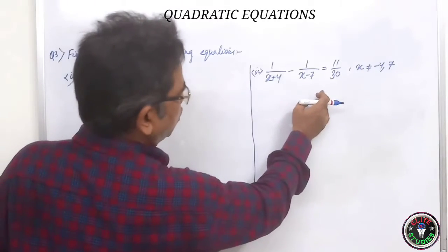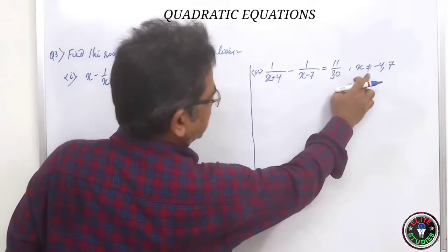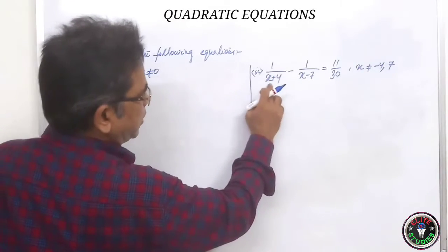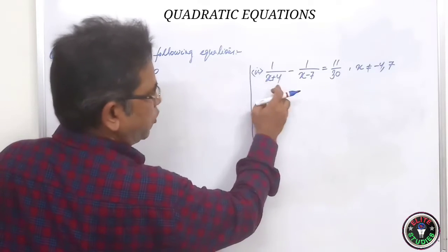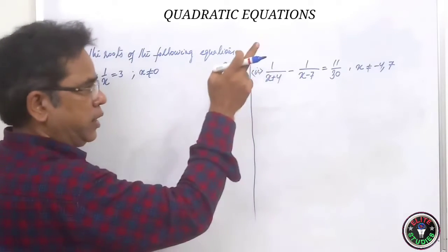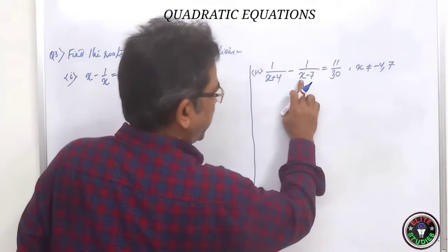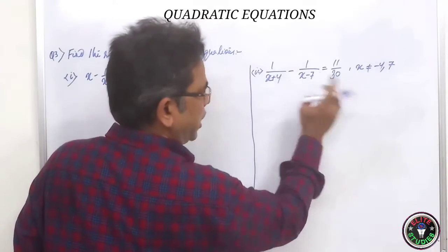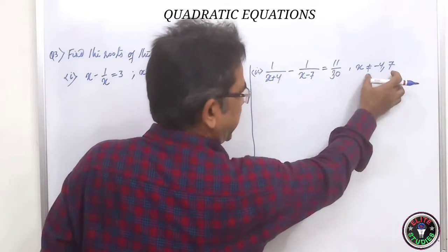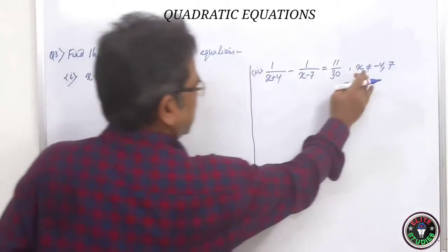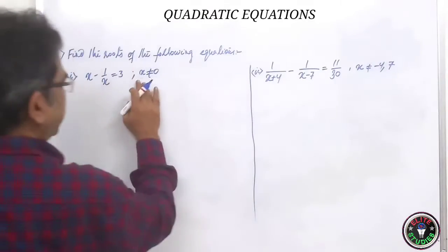Similarly, in equation number 2 also you see, it is given x is not equal to minus 4 and x not equal to 7, because in the denominator x plus 4 is there. If you put minus 4, it becomes 0. As I already told you in the earlier class, division by 0 is not defined in mathematics, so therefore they have written like this. If you put x equal to 7, 7 minus 7 is 0, so 1 by 0 is undefined, so therefore they have told that x is not equal to 7 and x is not equal to minus 4. So this is the implication of x not equal to minus 4, not equal to 7, and here x is not equal to 0.